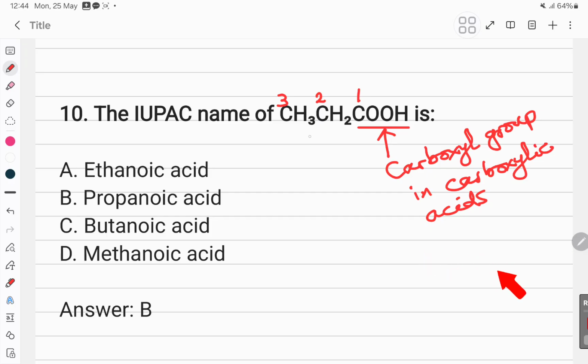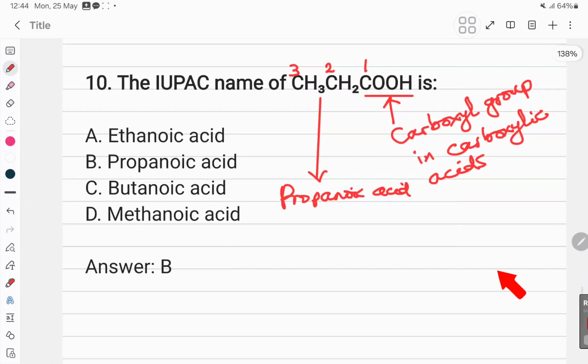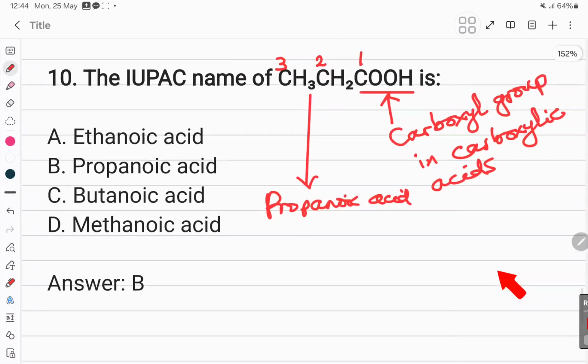So that means the name of this compound is going to be propanoic. Prop means 3 carbon atoms. Propanoic acid. That is the name. So the answer is B.